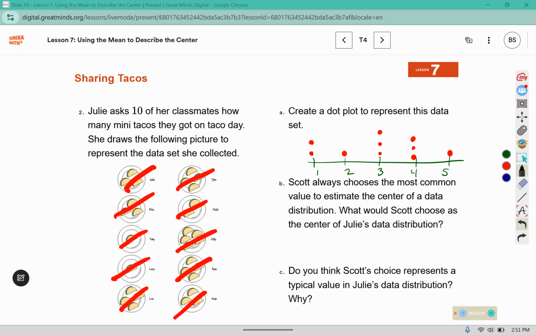Scott always chooses the most common value to estimate the center of the data distribution. What would Scott choose as the center of Julie's data distribution? Scott would say 3 or 4 because both of those have 3 points on them. Do you think Scott's choice represents a typical value in Julie's data distribution? Why? I would say yes. Most of the values are around 3 or 4.